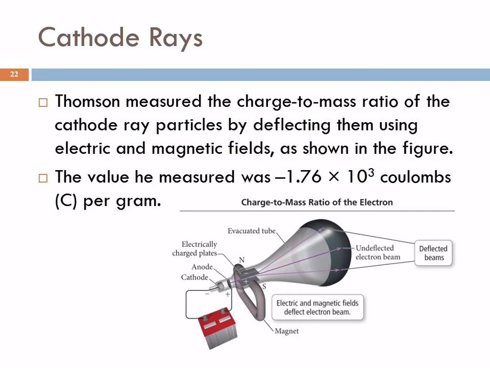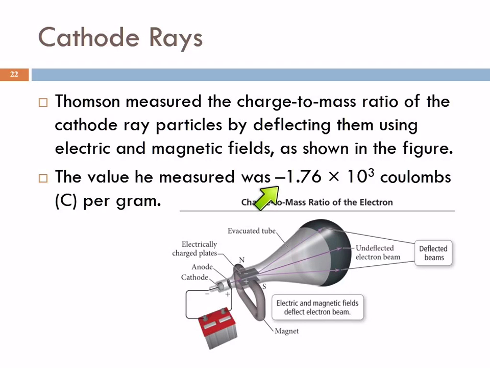So Thomson, still playing with his cathode ray tube, was able to measure the charge to mass ratio of these cathode ray particles by deflecting them with electric and magnetic fields. So here he makes the cathode ray and shoots it over here. We've got a detector here so that you can see where the beam is going. And by applying different electrical and magnetic fields, he could get the ray to bend, and he was able to calculate the charge to mass ratio of that.